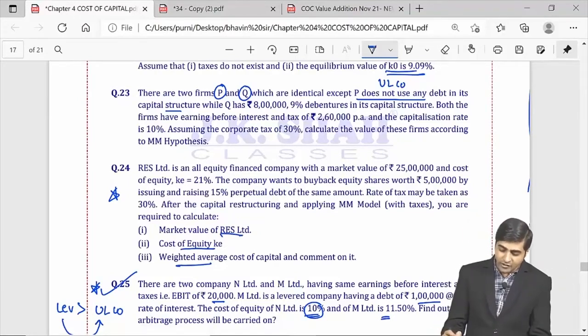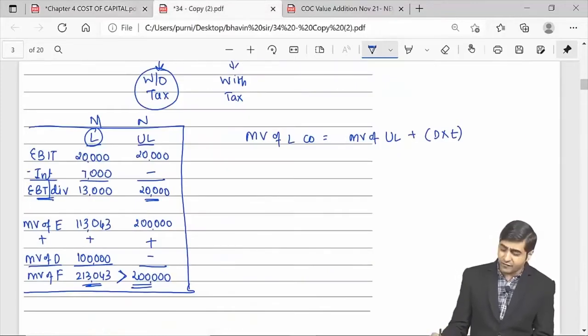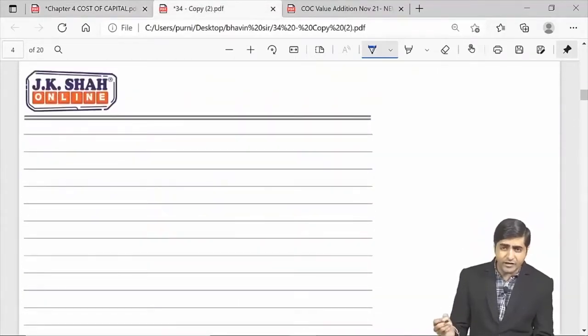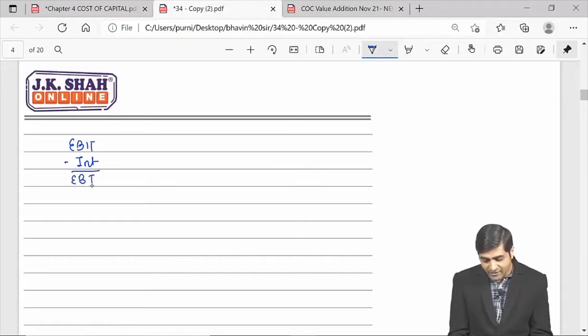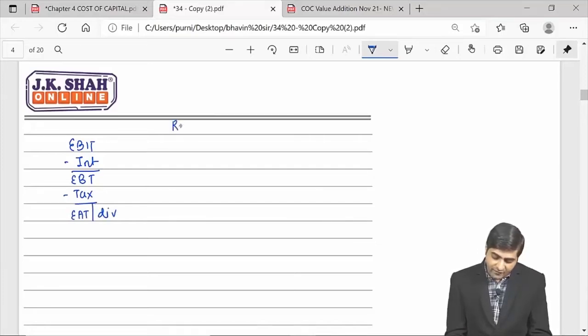So guys, to calculate your market value of RES Limited, first what we need to do here is we have to prepare the income statement. EBIT minus interest, you will be getting EBT. Don't forget to subtract tax, because now this is hypothesis with tax. So you will be getting your EAT, also known as your dividends. And first we will write down RES, which is an unlevered company. Then we will be considering RES, which is nothing but your levered company.